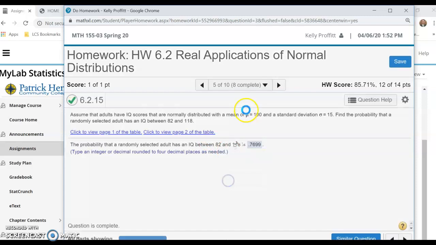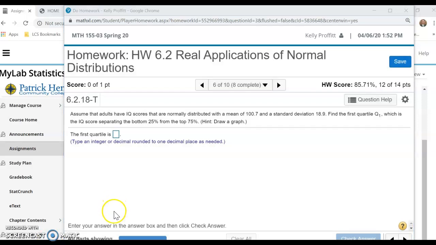Okay, and then one more question, number 6. My internet's running a little bit slow. I believe number 6 is very similar to number 5, except I believe they worded it with quartiles instead of probabilities or percentages. Okay, it finally popped up. So number 6, assume that adults have IQ scores that are normally distributed with a mean of 100.7 and a standard deviation of 18.9. It says find the first quartile, Q1, which is basically the IQ score that separates the bottom 25% from the top 75%.